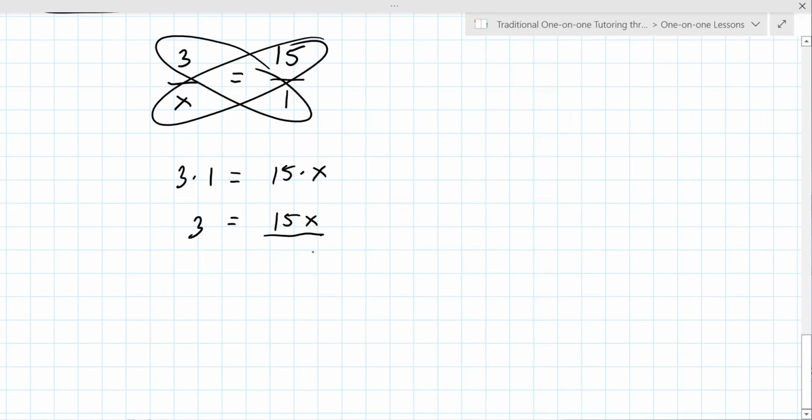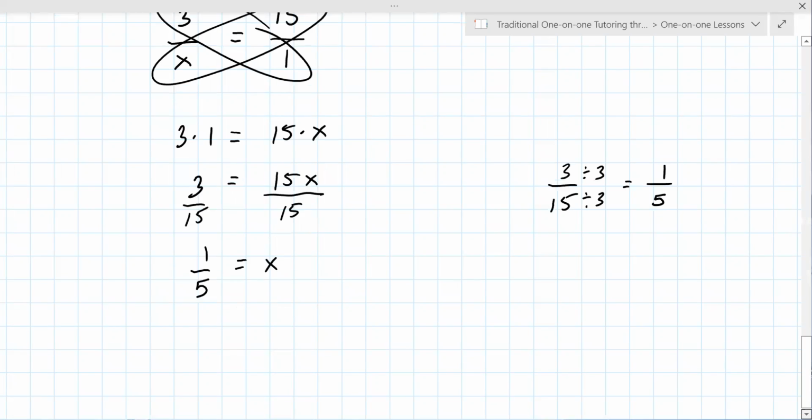What should you divide both sides by? What number is in front of x? 15. Okay, so 3 divided by 15 is not 5, it's a fraction. It's less than 1. What number goes into both 3 and 15? 3 goes into both. So you can divide both of those by 3. That's right. So 1/5, not 5, 1/5.